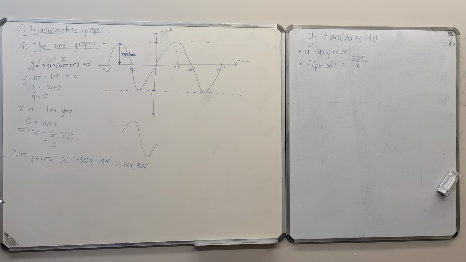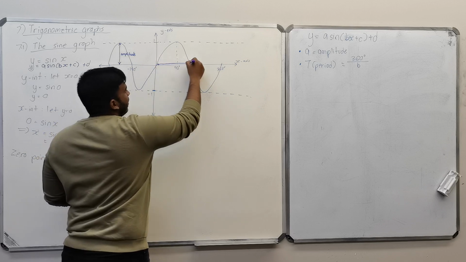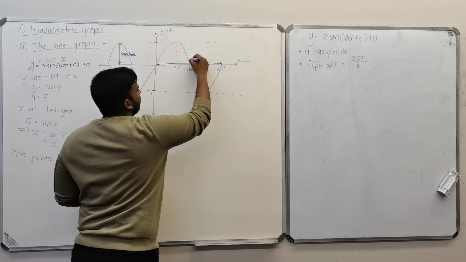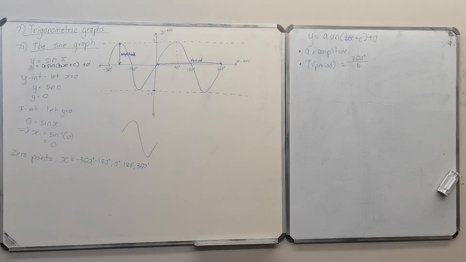Get it, right? So your period in this graph here, your value of b is what? 1. So your period would be? 360 over b. b is 1. So your period will be 360. So if you look at the time taken for this to make one full wave, that is your period. Understand? Get it? Okay.